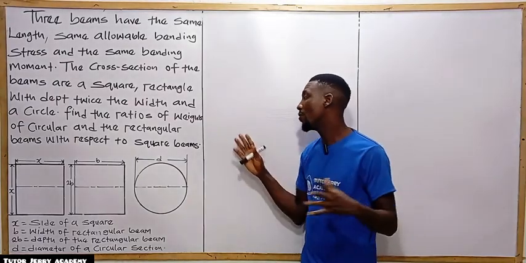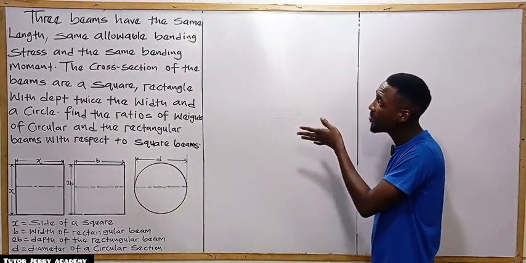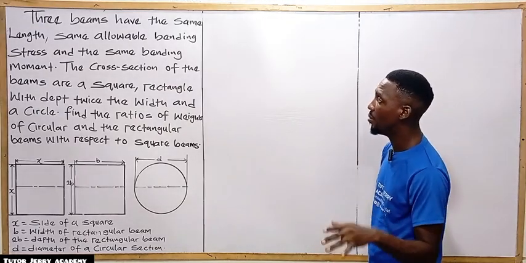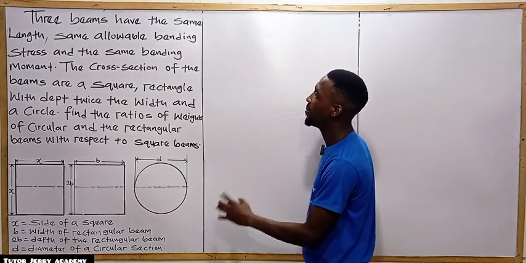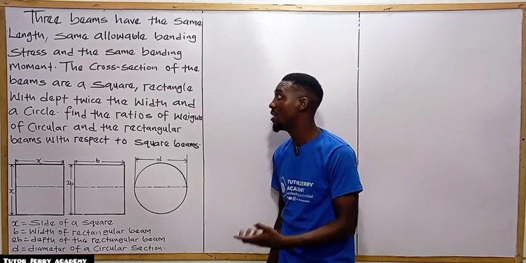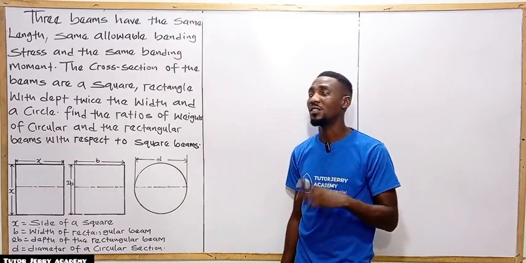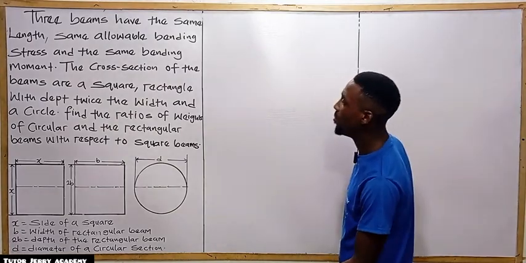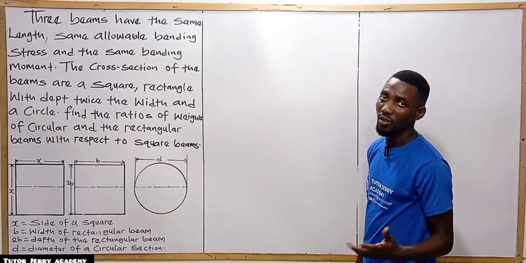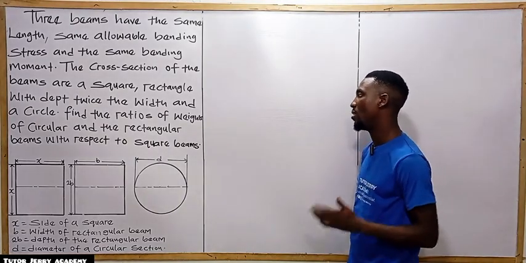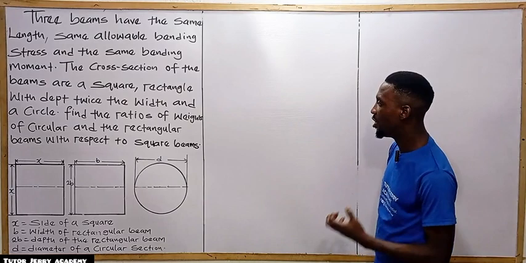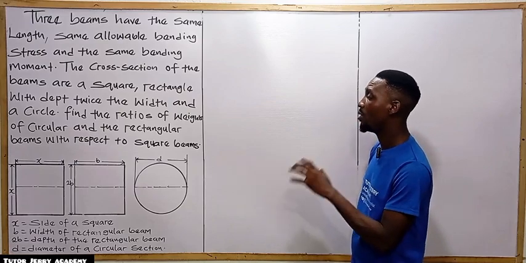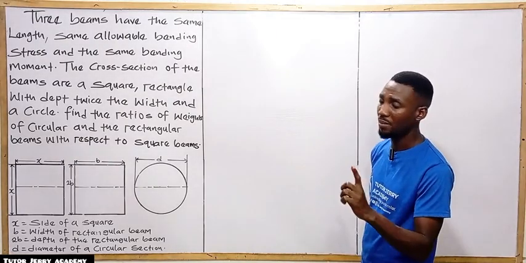Alright, let's solve the question above. It says three beams have the same length, same allowable bending stress, and the same bending moment. If the three beams have the same allowable bending stress and the same bending moment, it means their sectional modulus are also equal. So the cross sections of the beams are a square, a rectangle with depth twice the width, and a circle. So we want to find the ratio of the width of the circle and rectangle beam with respect to the square beam. You have to take note of that.